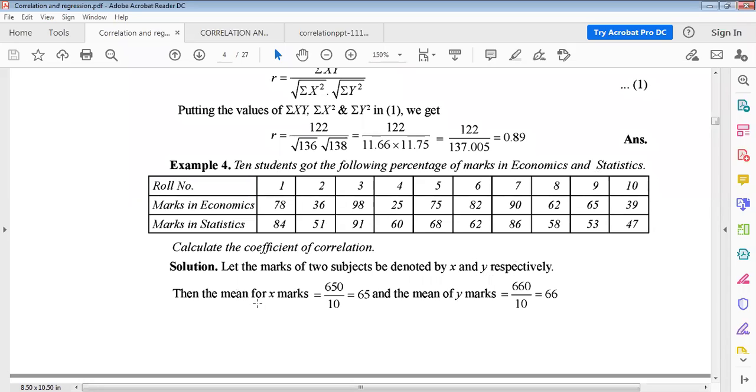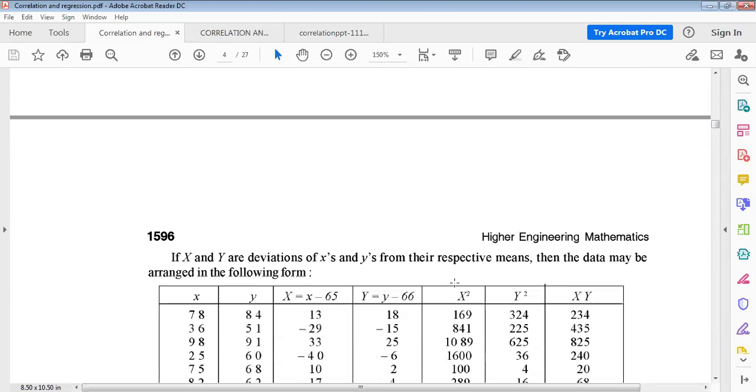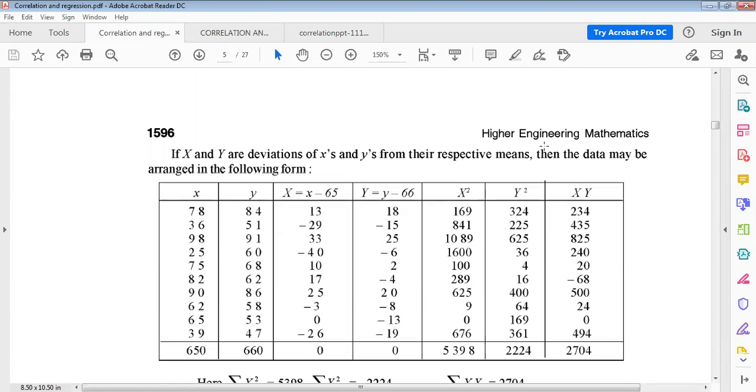The mean of x, that means the sum of all 10 students' economics marks, 650, divided by 10 students, is 65. And the mean of y marks will be 66. So if we tabulate the given data, if X and Y are the deviations of x and y from their respective means, then small x is the given economics marks and small y is the given statistics marks.